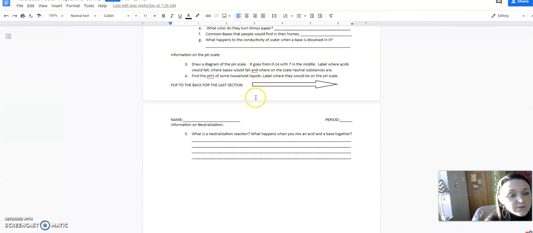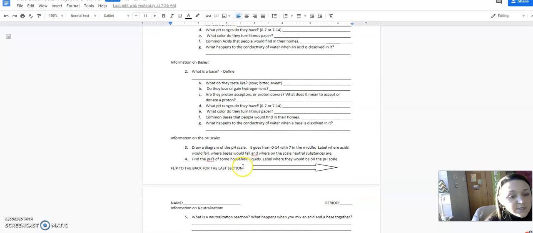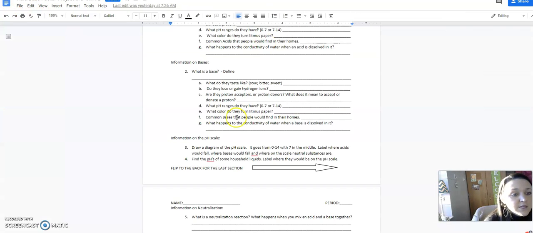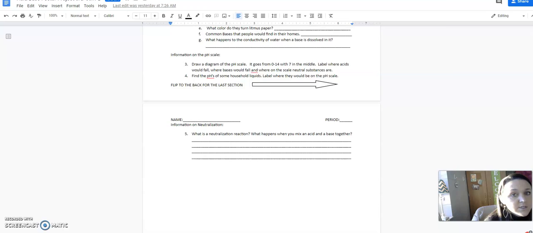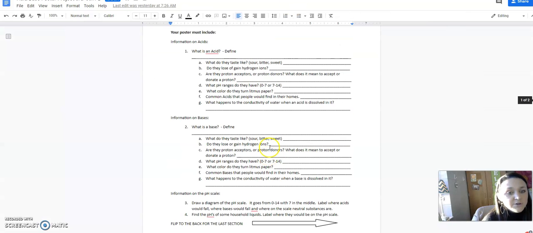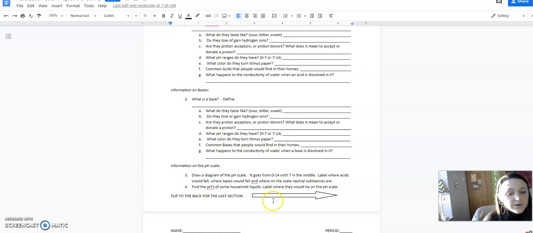and you can see on your instructions you got acids, bases. We could have our picture of the pH scale with all of our things on it, and we could also have our last section at the bottom, which is information on neutralization. Okay, so whatever method you choose is fine. Just be sure you have all of this information on there, okay?